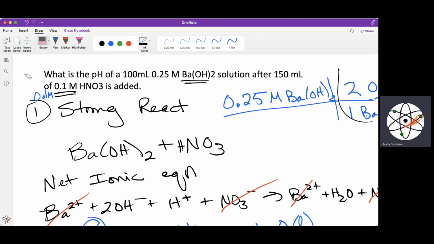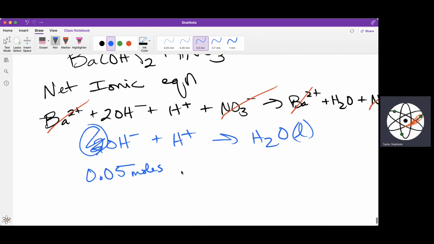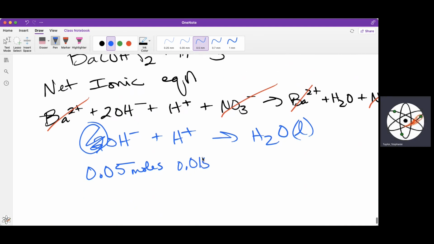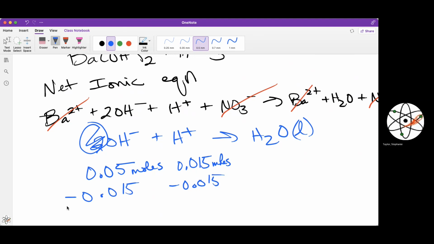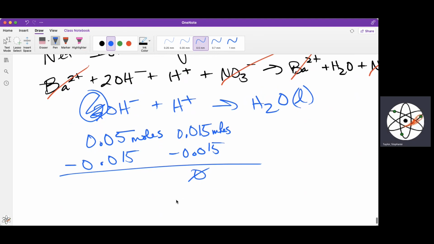Now that weird question mark's hanging out. Sorry, it should have been the problem. So 150 milliliters times 0.1 gets me 0.015 moles of my H plus. We're going to subtract the smaller number. That gets rid of all of my acid. I have some amount of base left over.